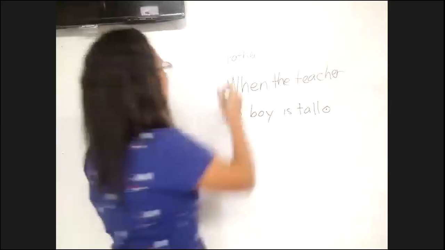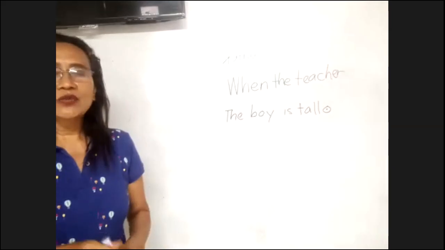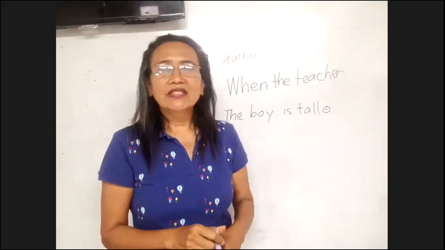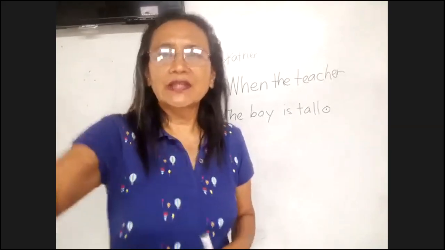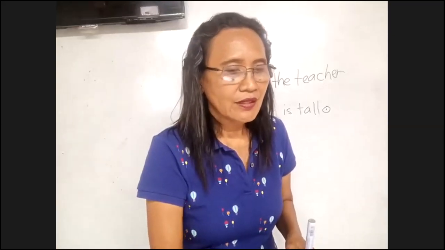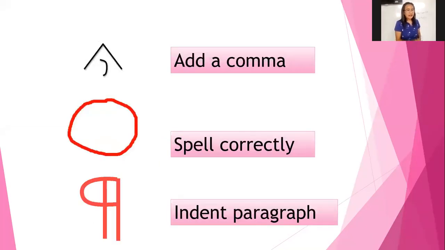So the proofreader will do it this way. They will put a slash there and it will tell you that you are going to put the letter F in a lowercase letter. We have here an arrow and a comma under it. It means add a comma.